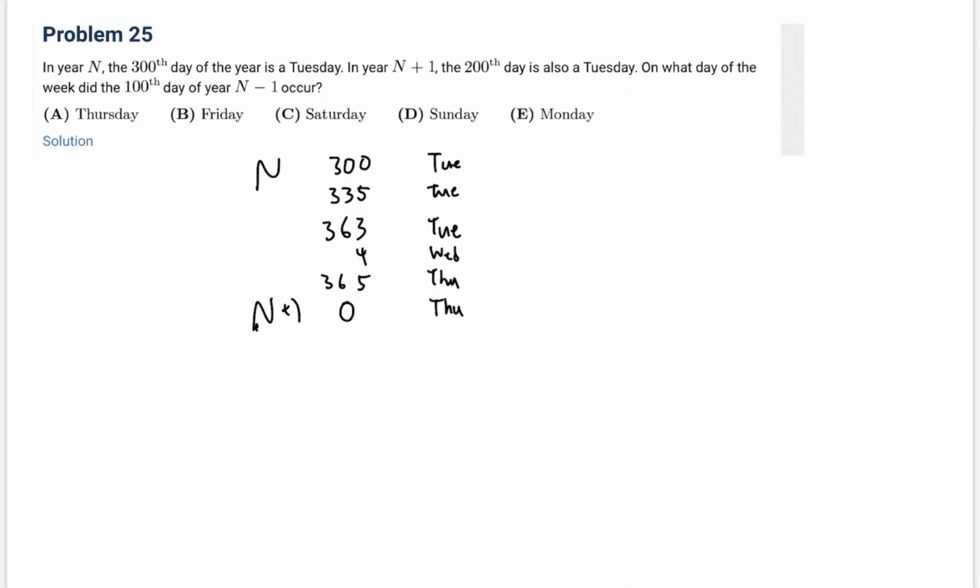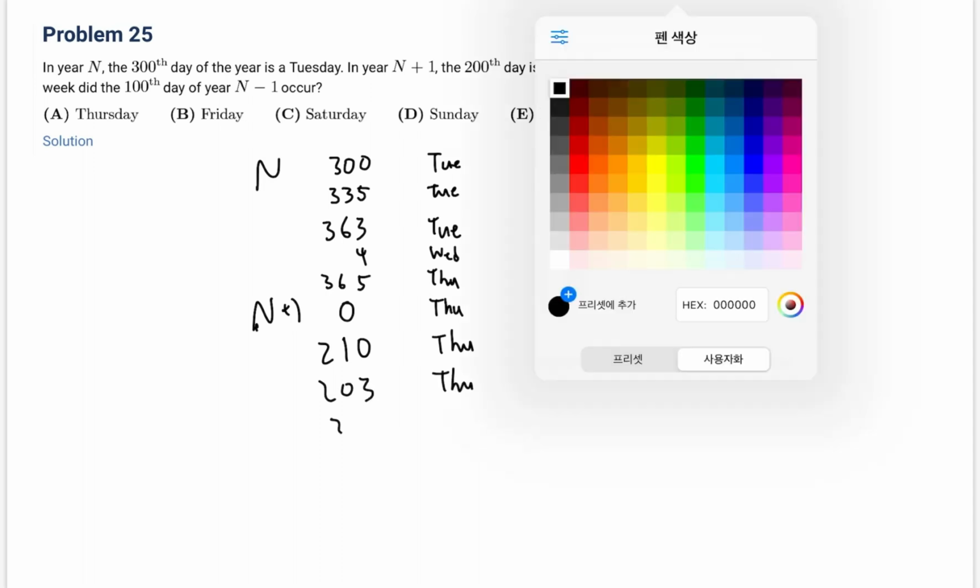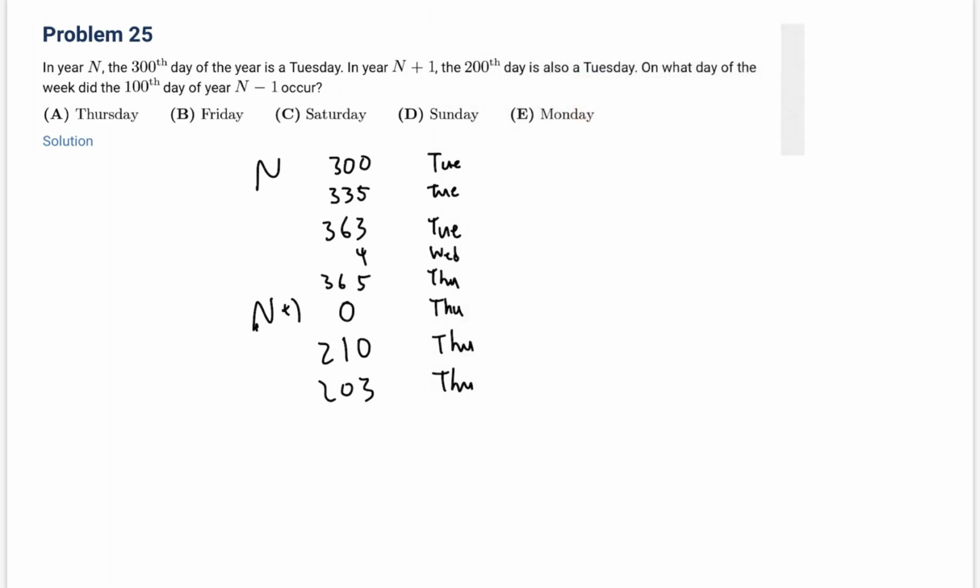And so it's easier to add by multiples of 7 here. If we try to make it as close to 200 as possible, then we get day 210. This would be a Thursday, and 203 would be a Thursday. So 202, 201, 200 would be Wednesday, Tuesday, Monday. So if n plus 1 were not a leap year, then the 200th day of year n plus 1 would be a Monday. But since it says it's a Tuesday, that must mean that year n plus 1 is a leap year.